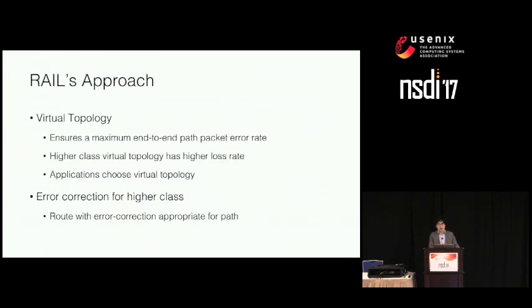So in RIL, we use two approaches to solve this issue. RIL builds multiple virtual topologies, where each virtual topology ensures a maximum end-to-end path packet error rate. And since we have different classes of virtual topology on the same physical topology, the higher class virtual topology will have a higher loss rate. What applications do is simply choose the virtual topology to bind to. And for some higher class topologies, we use error correction, appropriate for the path packet error rate.